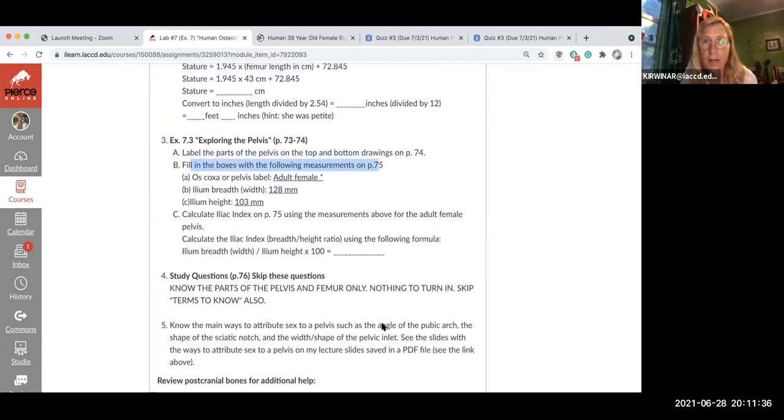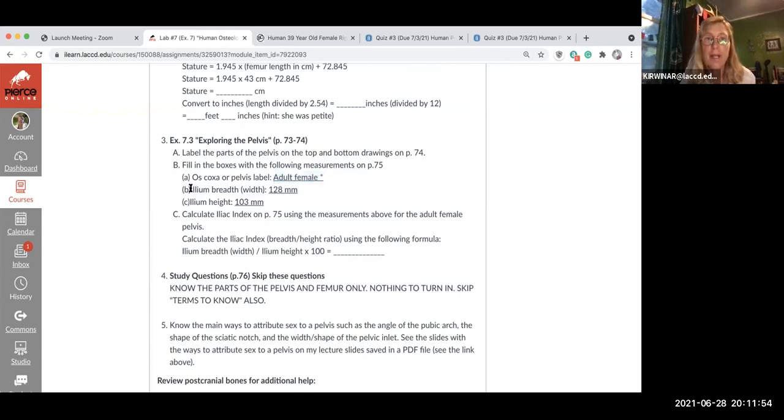All right. So on page 75, fill in the boxes with the following measurements. Os coxa, pelvis, label and side of body. So this is a female left. So I measured an os coxa, left female os coxa.